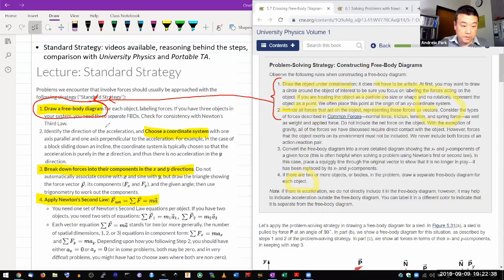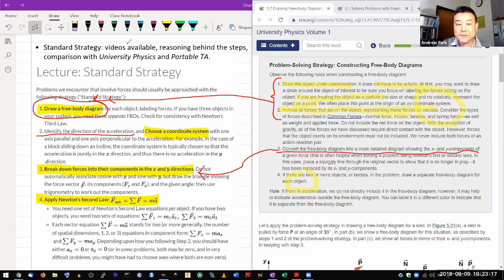And what we give you as step number 2, it might look like in your textbook there's no step number 2. This is something that we are kind of pulling out from a step that is given in the textbook. The textbook says, convert the free body diagram into a more detailed diagram showing the X and Y components, which corresponds to our step number 3, break down forces into their components.